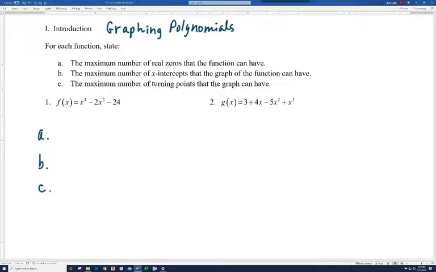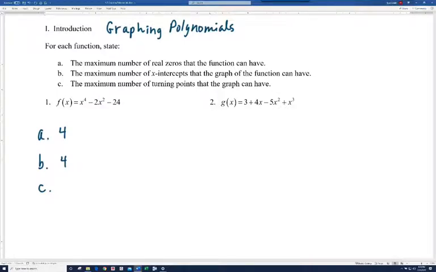So we have f of x equals x squared minus 2x minus 24. And the first thing we need to do is find the maximum number of real zeros that the function can have. And what we learned is it's the degree of the polynomial. So in this case it would be 4. Now if there's 4 real zeros, then we will have 4 intercepts. So we can have at most 4 X-Intercepts.